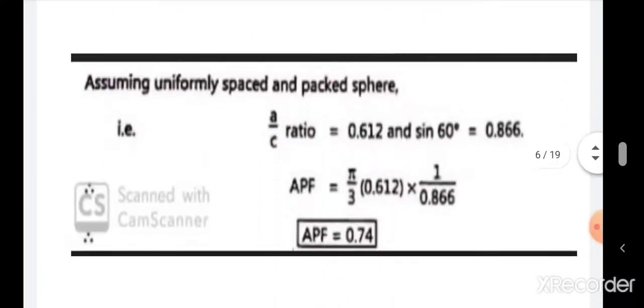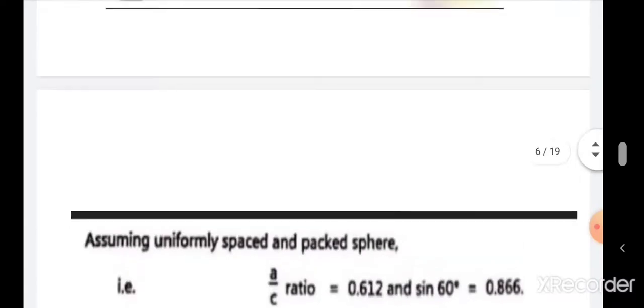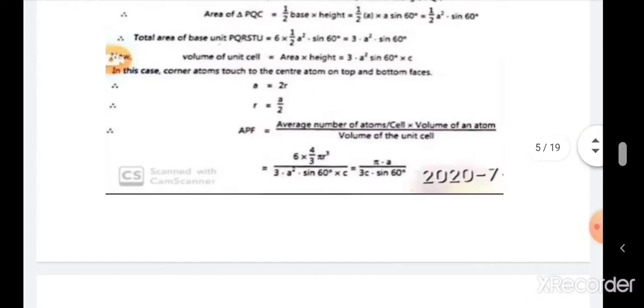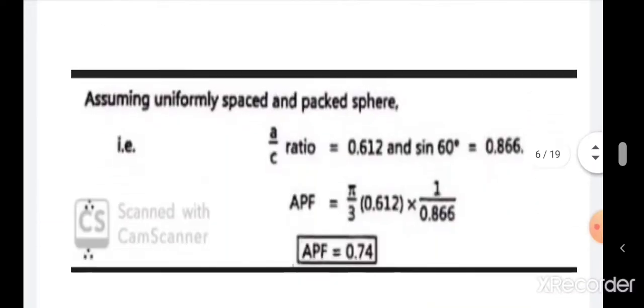After that we have to assume a basic relation, that is a by c ratio is 0.612, and sin 60 is 0.866. When these two values are put in the above equation, we finally get atomic packing factor as 0.74.